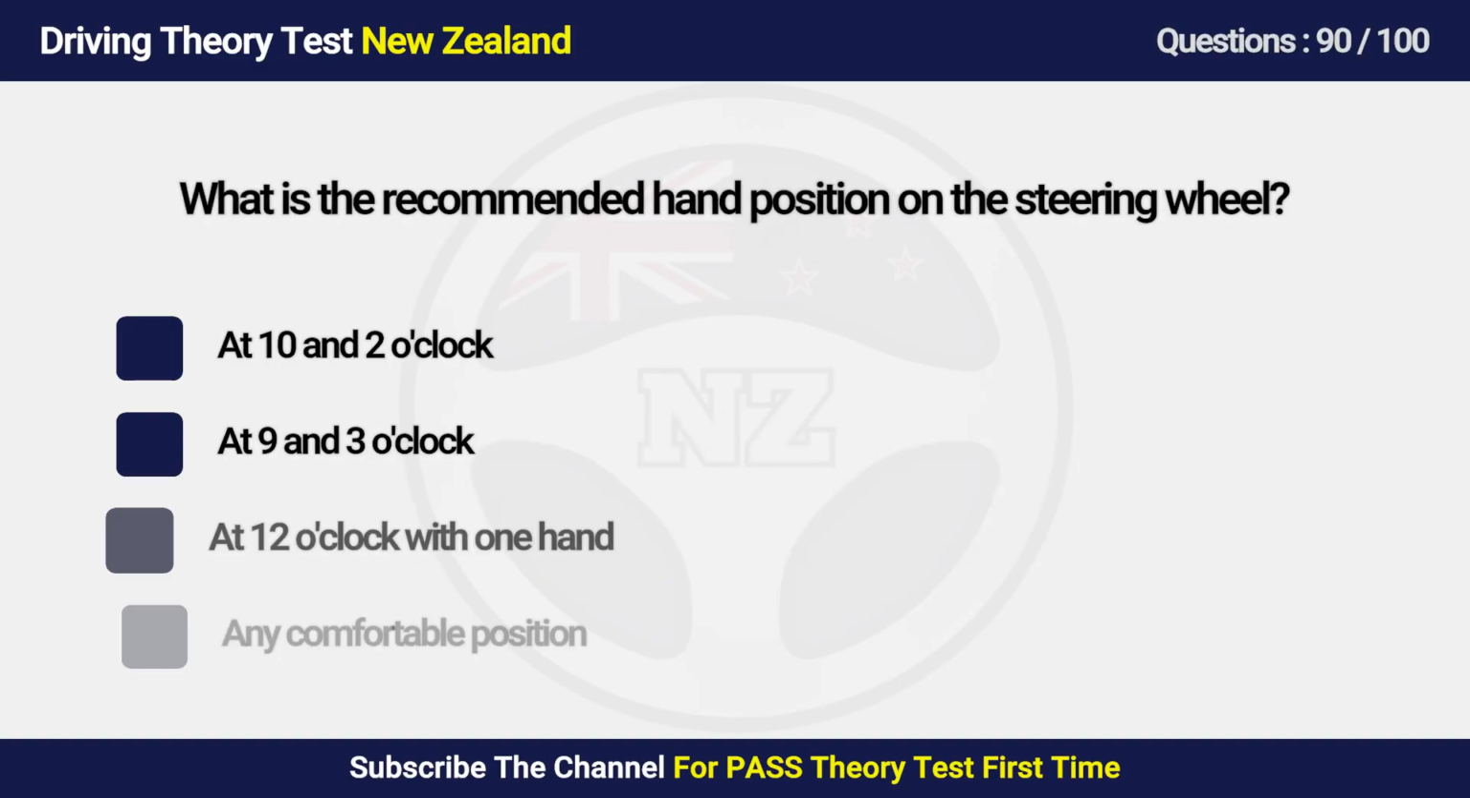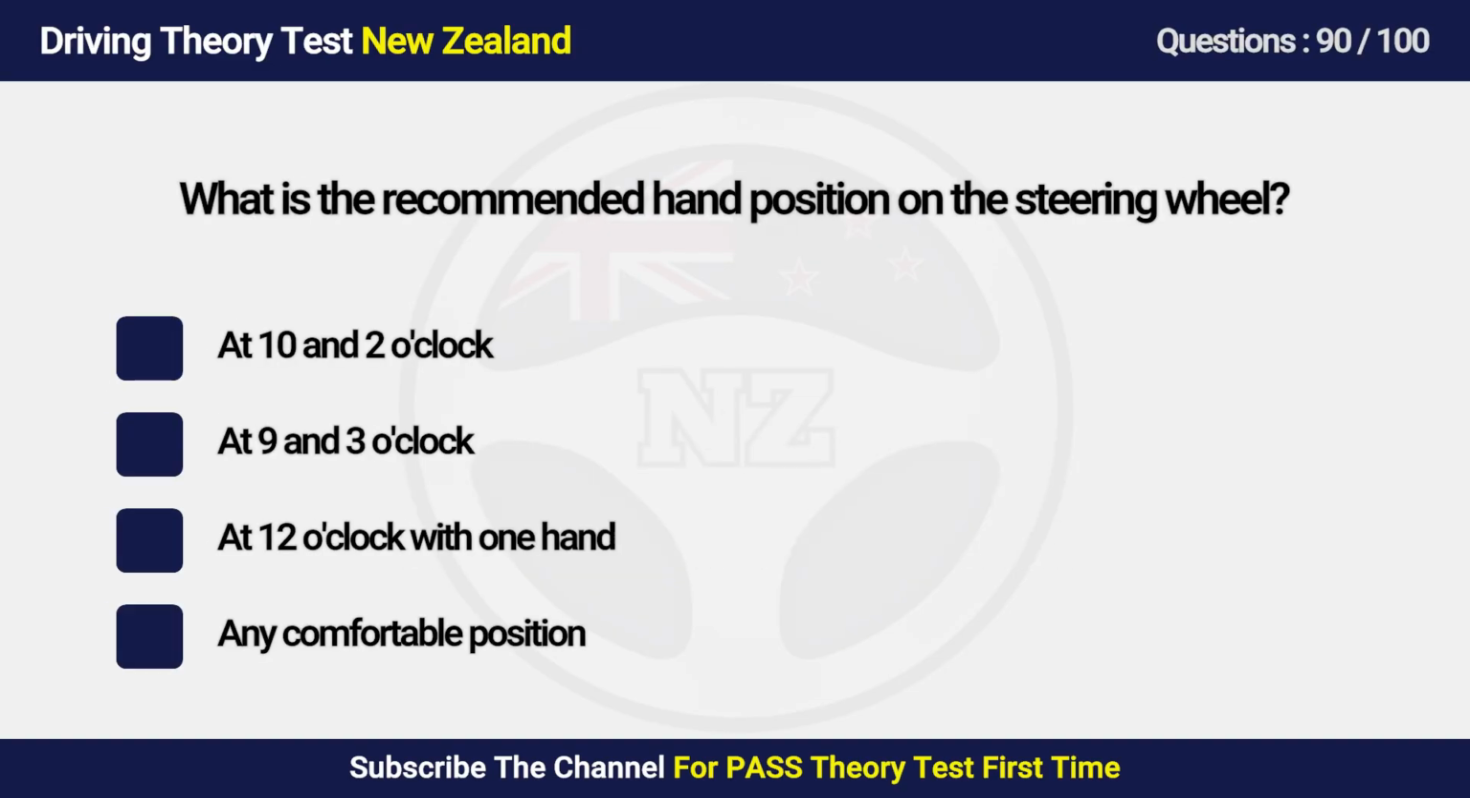Question 90. What is the recommended hand position on the steering wheel? A. At 10 and 2 o'clock. B. At 9 and 3 o'clock. C. At 12 o'clock with one hand. D. Any comfortable position.